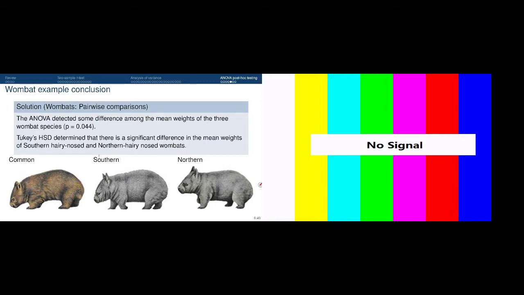So from the analysis of variance, we were able to identify that there was a difference somewhere. Then doing the post hoc testing, we were then able to find where that difference was, and that difference was between the southern and the northern hairy-nosed wombat. Does anyone have any questions?